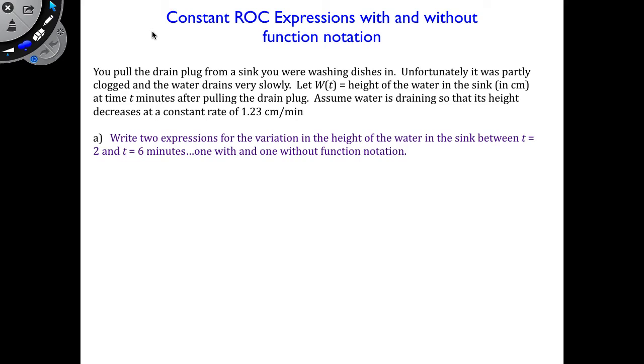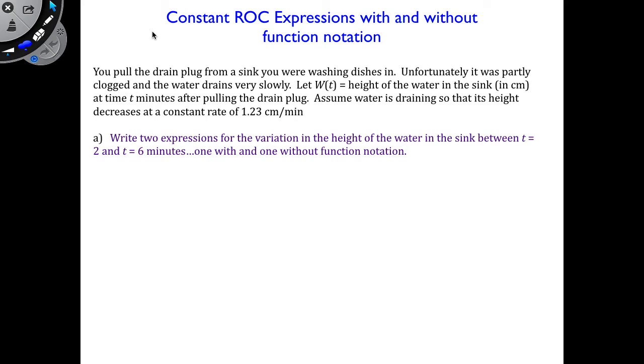So, in any case, we talked about this on Monday. We have this sink that's draining at a constant rate of 1.23 centimeters per minute. It starts with some water in it. You can imagine it's a really deep sink, so you don't really care how much time passes. It's going to keep draining for a while. Suppose we wanted to write two expressions for the variation in the height of the water, the change in the height of the water during the time interval t equals 2 to t equals 6.